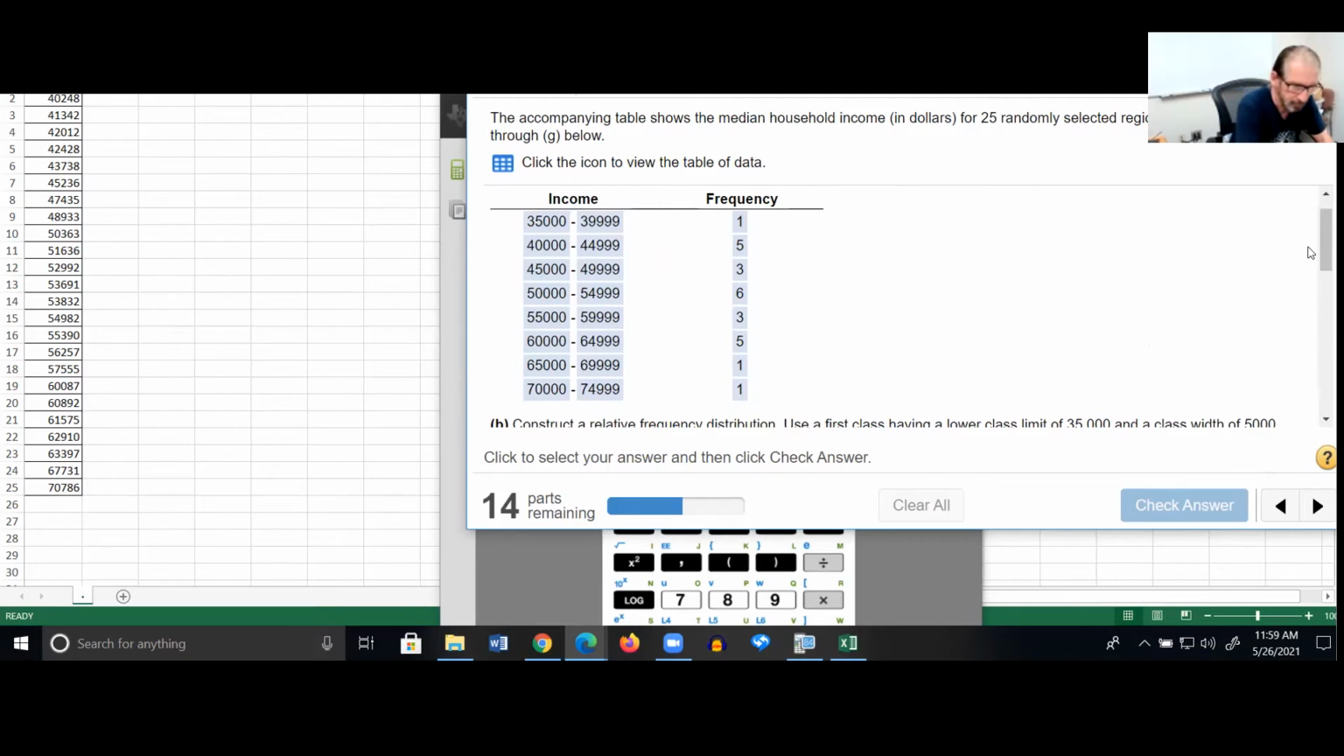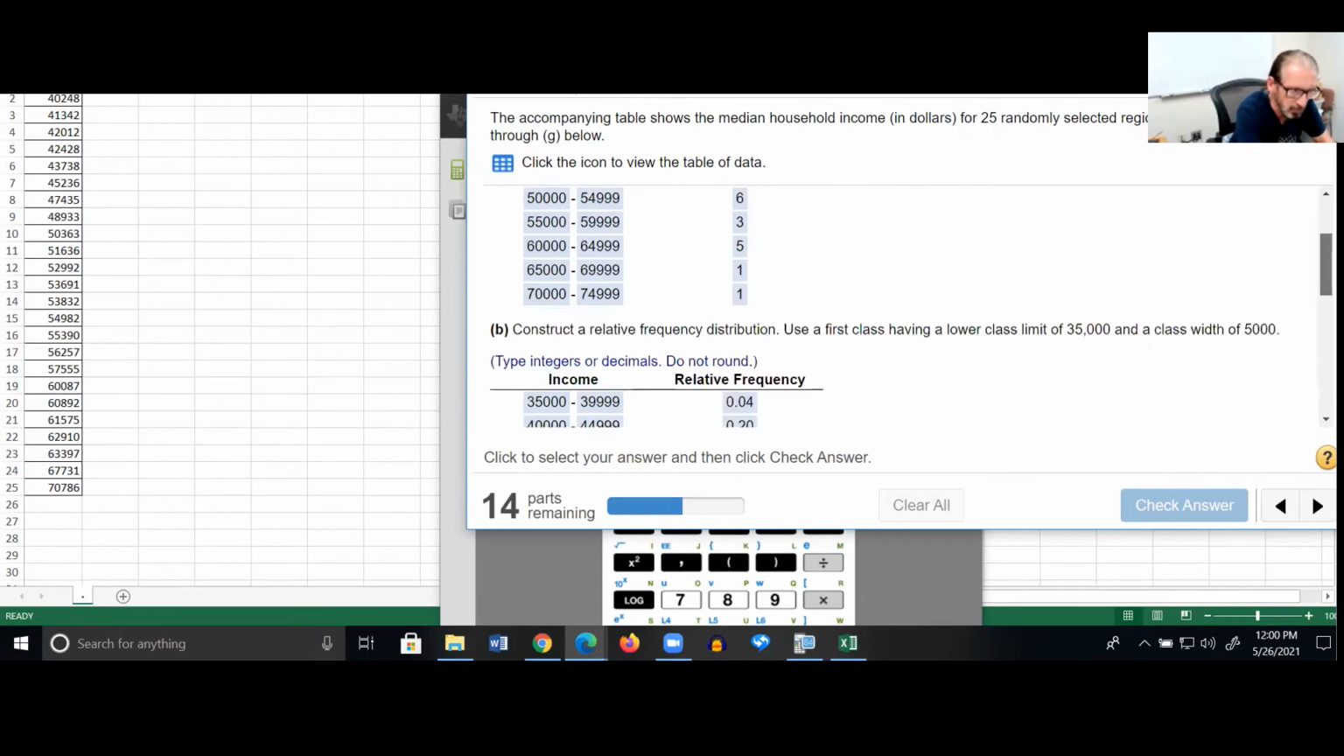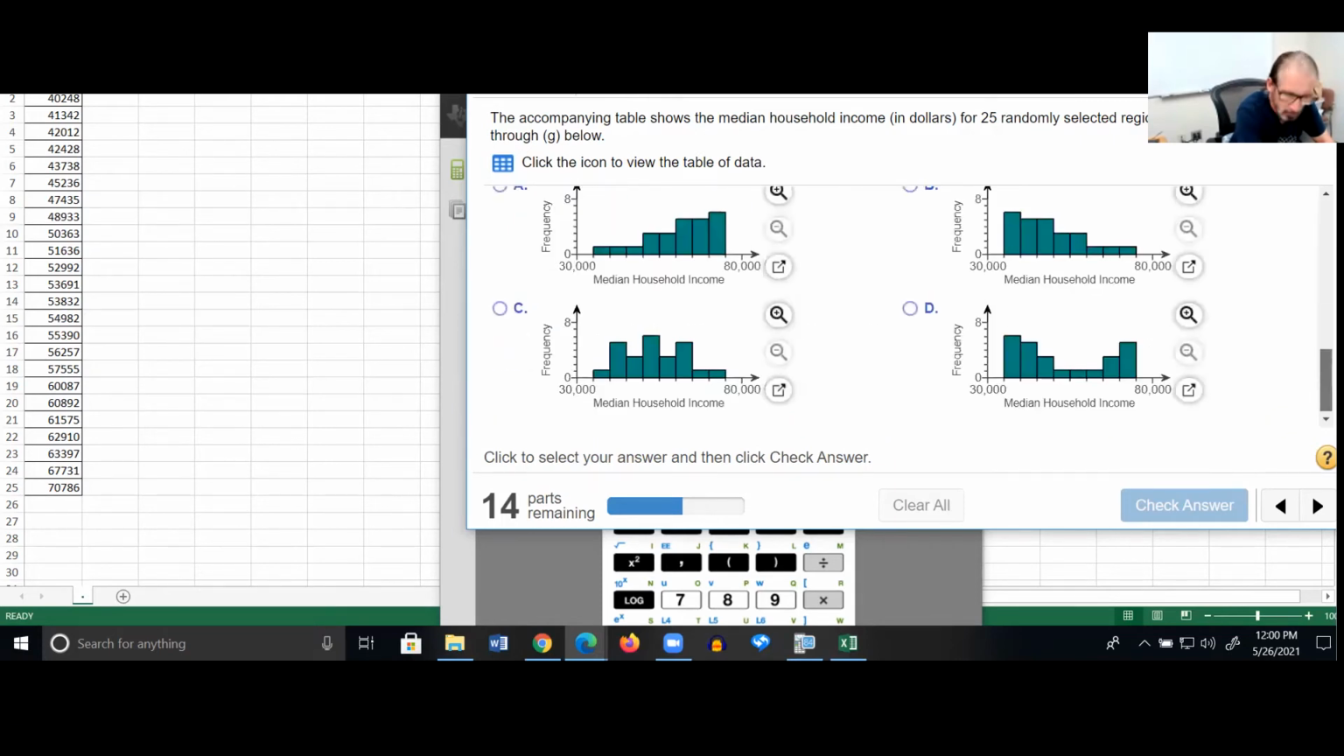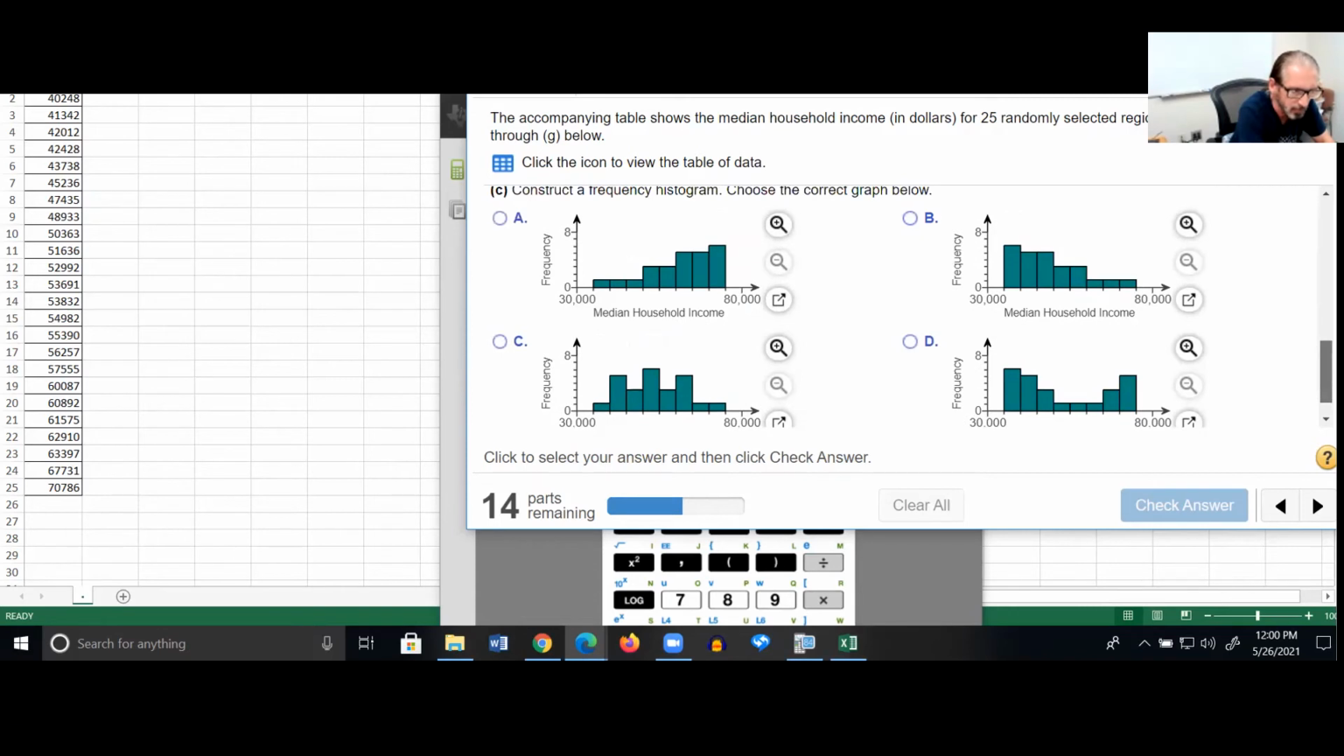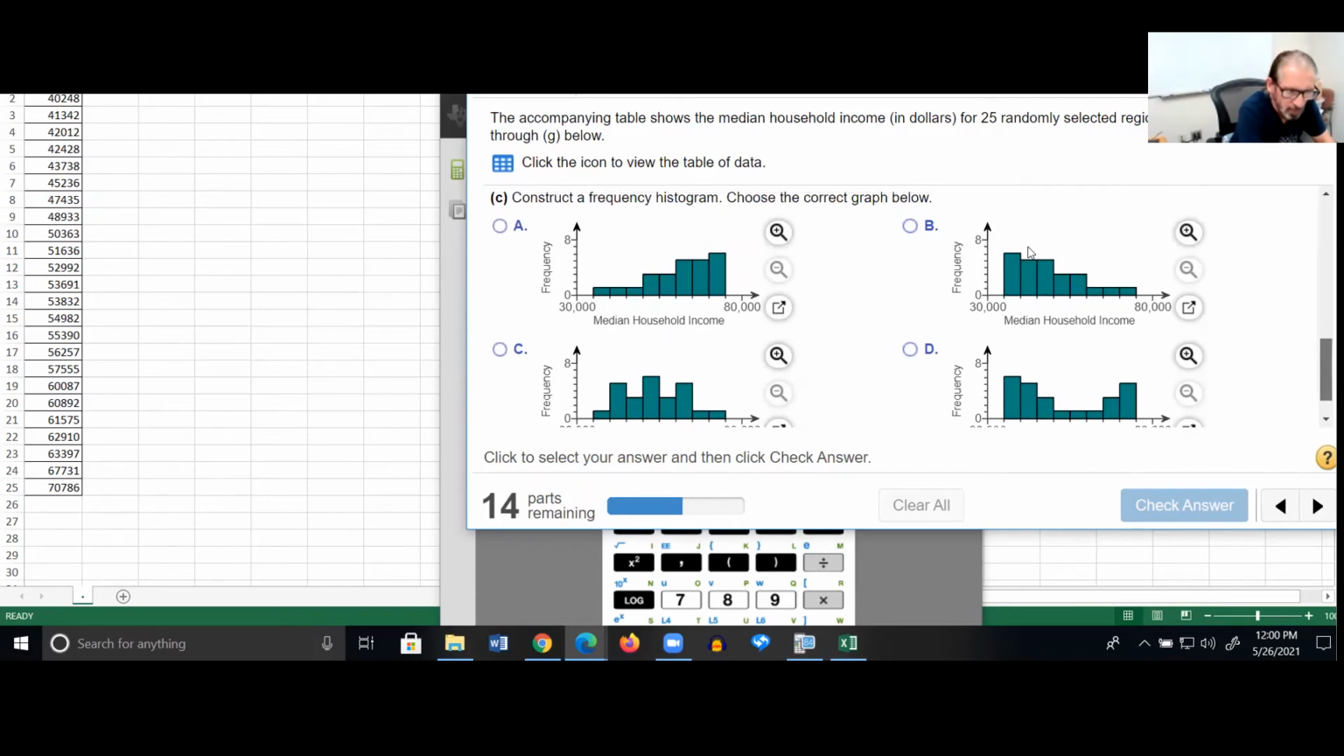1, 5, 3, 6, 3, 5, 1, 1. So we've got 8 classes, 8 rectangles. Clearly, it's not choice A because those are showing the same heights instead of 1, 5, 3. Clearly it's not B because that's going down from the first to the second when it should be going up.